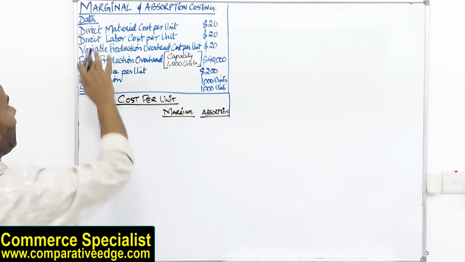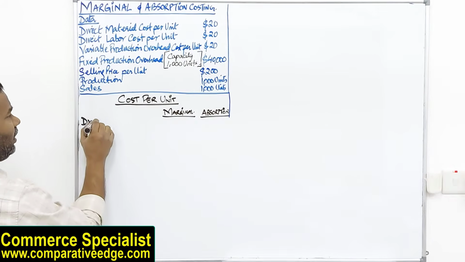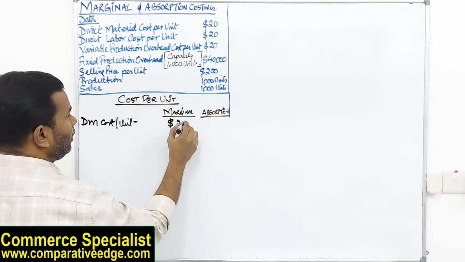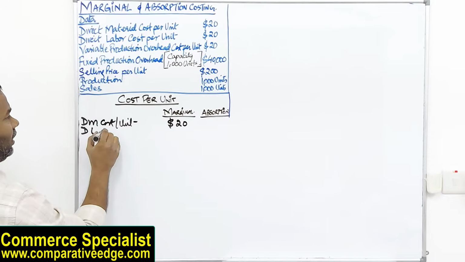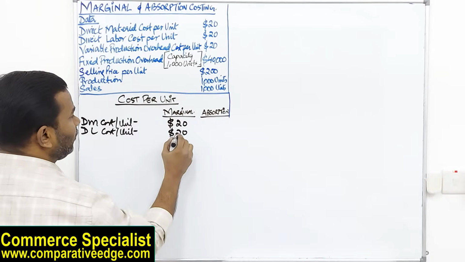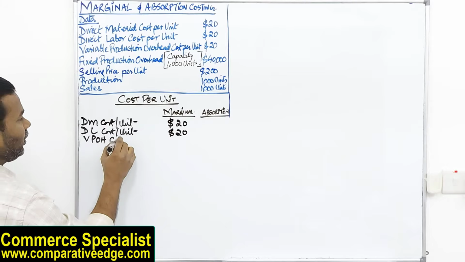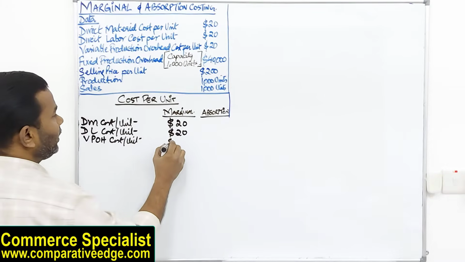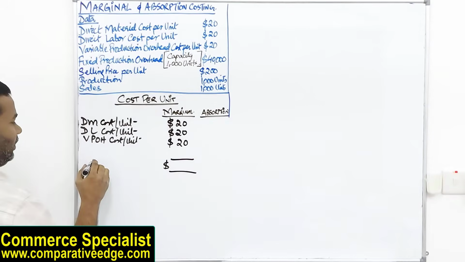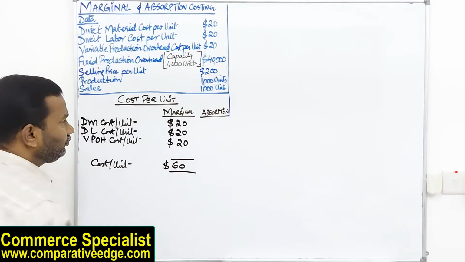Details are given. If I'm calculating cost per unit under marginal costing, I have to take direct material cost per unit, which is given on top, $20. I have to take direct labor cost per unit, which is given again on top. I'm just copy pasting from up. Then you've got variable production overhead cost per unit, which is again $20. And I total this. That's it. I have cost per unit, which is $60.